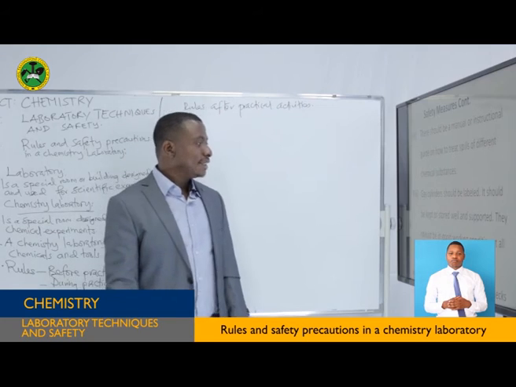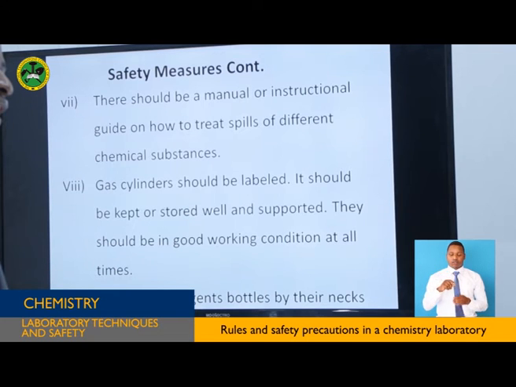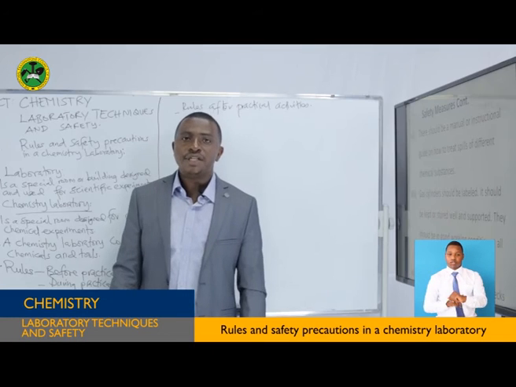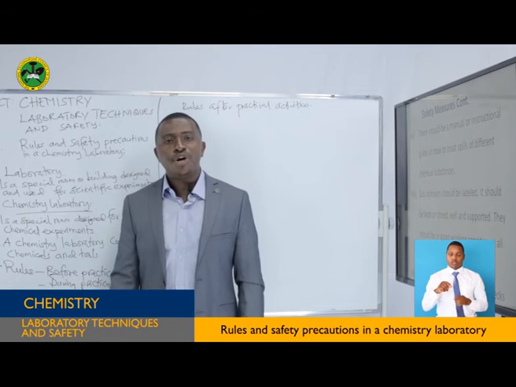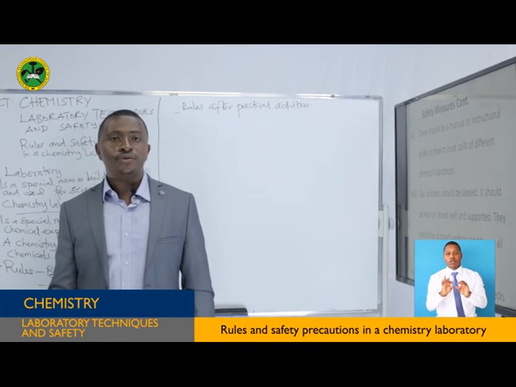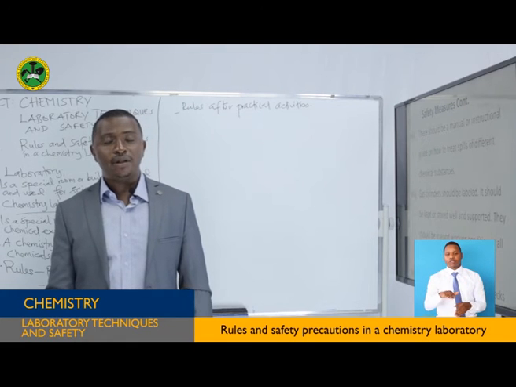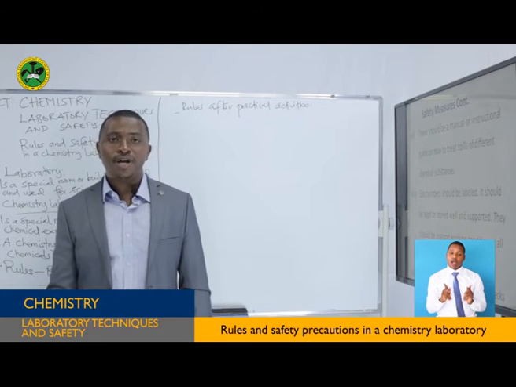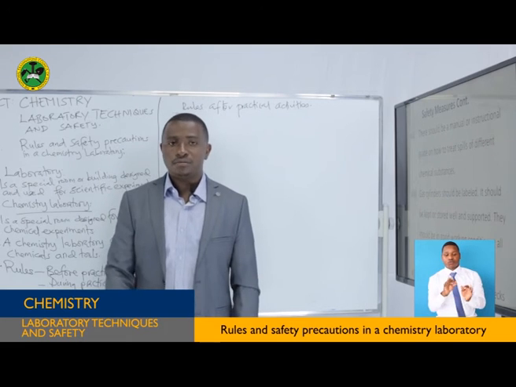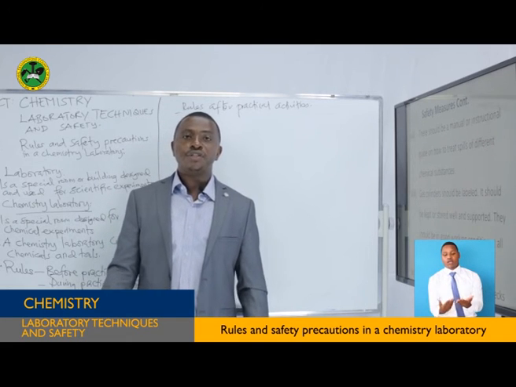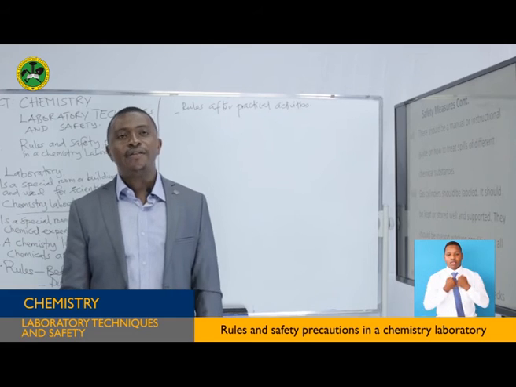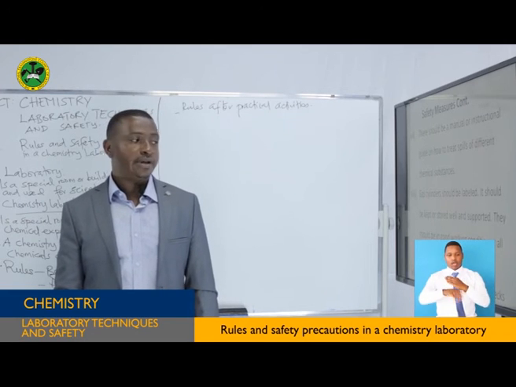Also, gas cylinders should be labeled. They should be stored well and supported, and they should be in good working condition at all times. Yes, gas cylinders should be well checked, labeled and well positioned, because if you don't position them properly, they might fall down, and if they fall down they can lead to leakage of gases, which can result in fire accidents in the laboratory. So you had better label the gas cylinders.